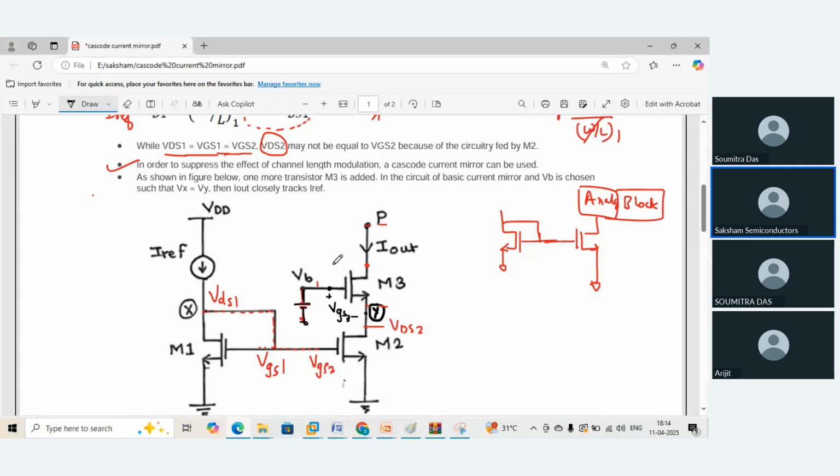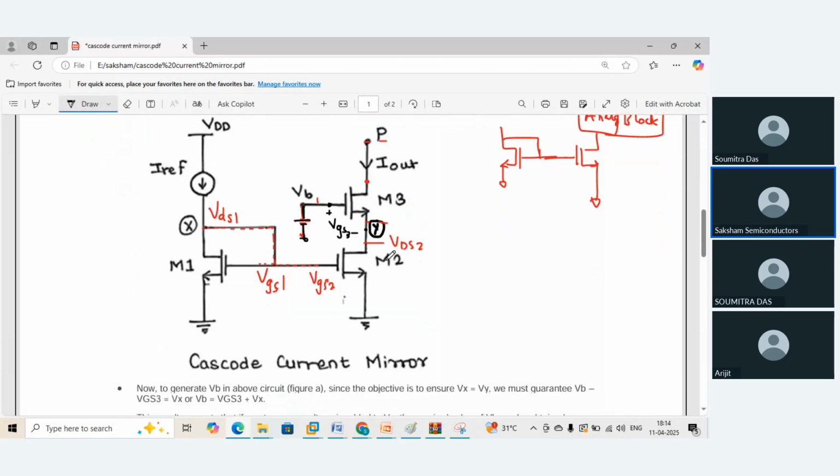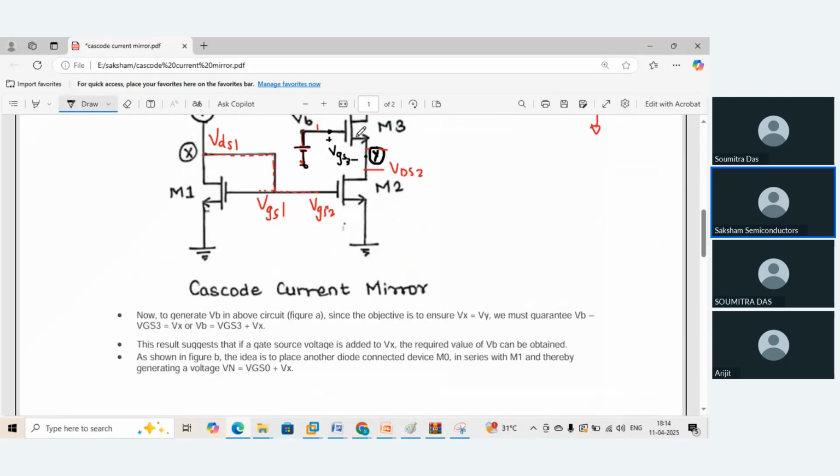So what I'll do is add this particular MOSFET with VB, some bias voltage, such that I'll make Vy equal to Vx. And then I'll track my I out. How do I do that? You can see over here, I have just mentioned it over here.